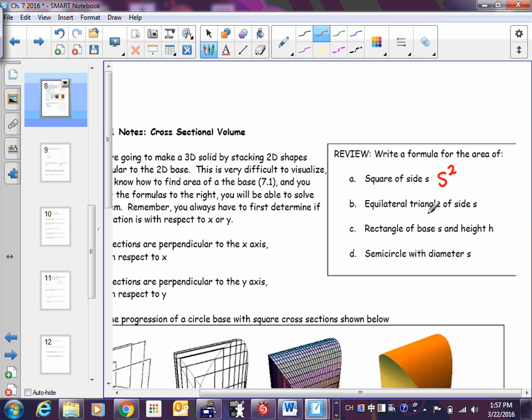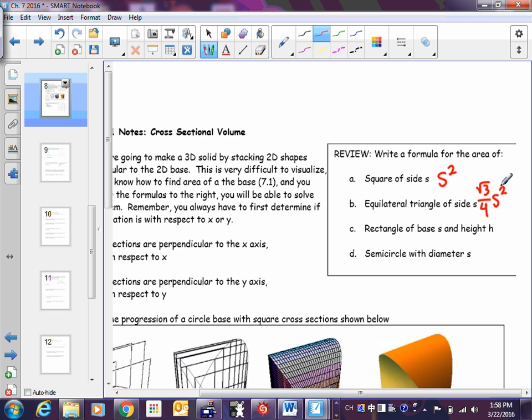Okay, I know y'all know half base times height for a triangle, but do you know the equilateral triangle with side s? Do you know that formula? It's square root of 3 over 4 s squared. Now, even if you were in pre-AP or regular geometry, you actually did go over this, but that was a long time ago, so I don't expect everybody to remember that, but now you got to know it. This is going to be just a lot better to use than half base times height.